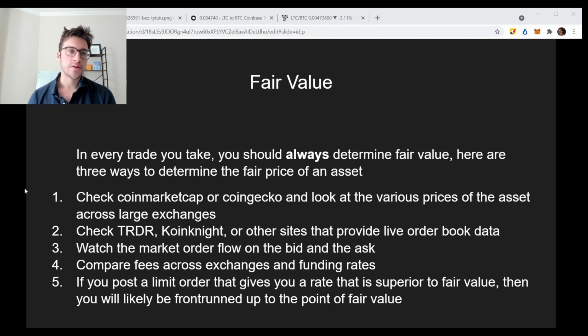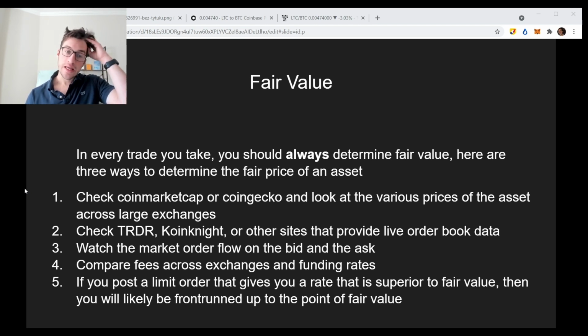They don't know how to enter a position. They don't know how to exit. They're annoyed at getting front run and so forth. So I want to provide the rest of this 10 minutes to helping those guys out, helping you out, whoever's watching this, in determining fair value.